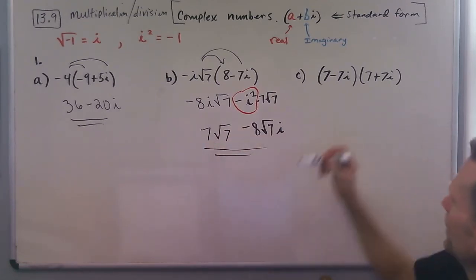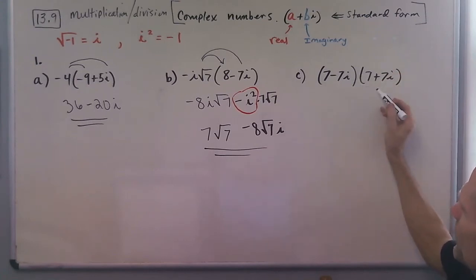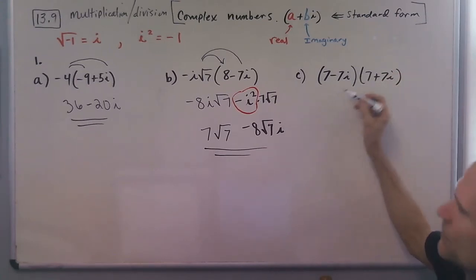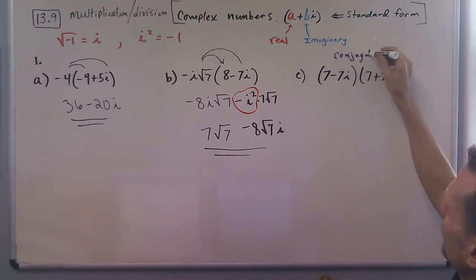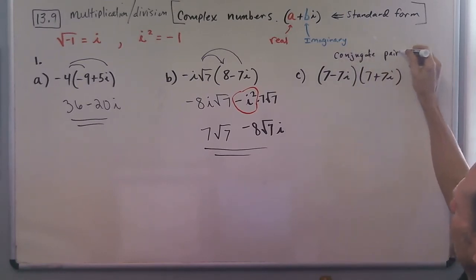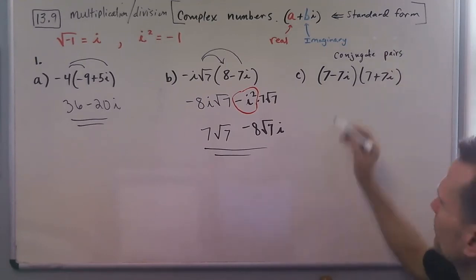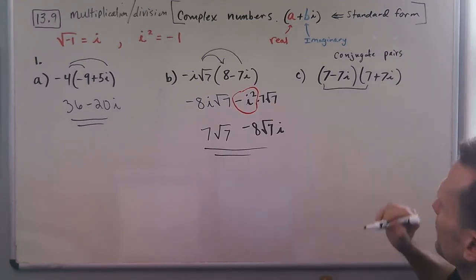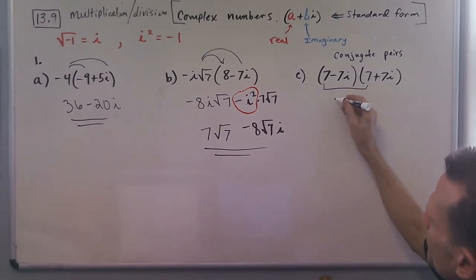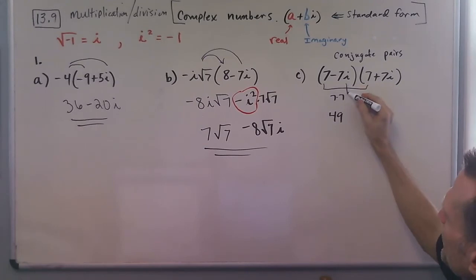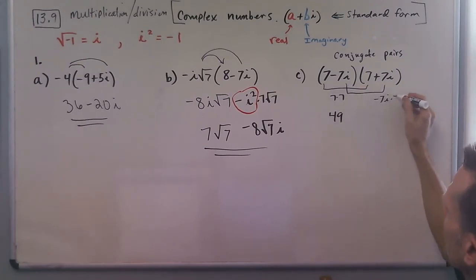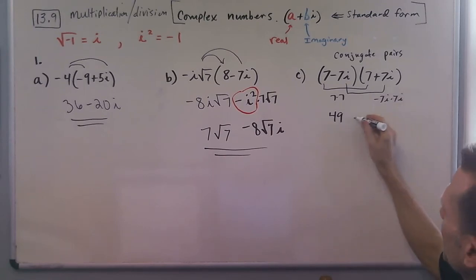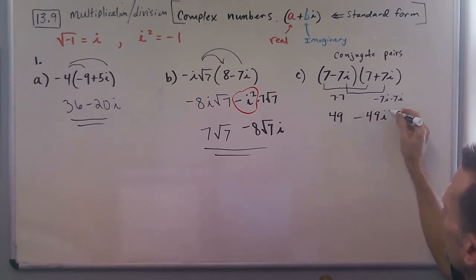Okay, and then here we have a binomial times a binomial, but if we look at these, this is called conjugate pairs. And we know we don't have to do the full process of FOIL. We can just multiply this together. Okay, so 7 times 7, we get 49. And then multiply this together, and we have negative 7i times 7i, which is negative 49i squared.